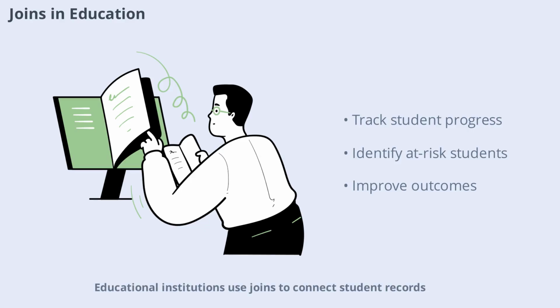Educational institutions use joins to connect student records, course enrollments, and grades. This helps track progress, identify at-risk students, and improve learning outcomes. Joins are vital for educational data analysis.